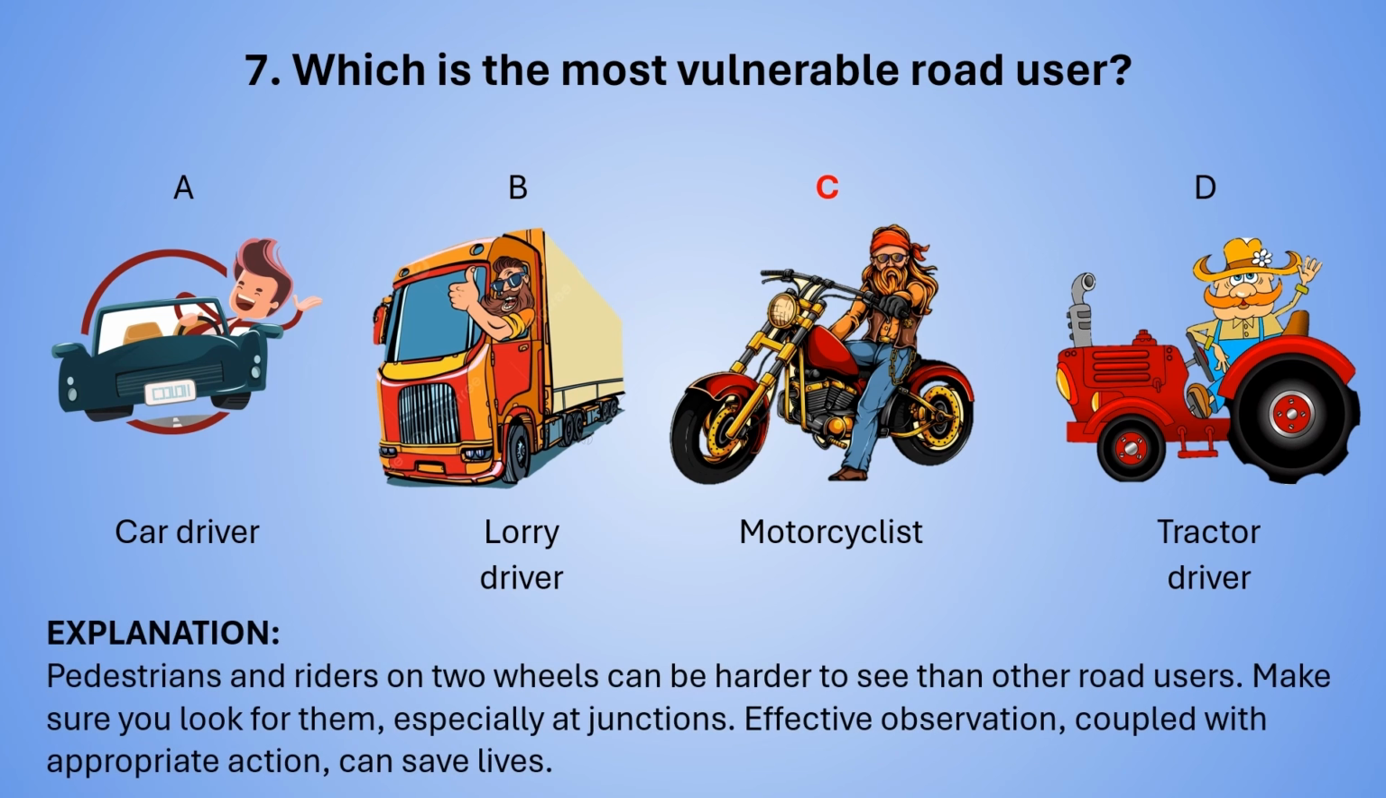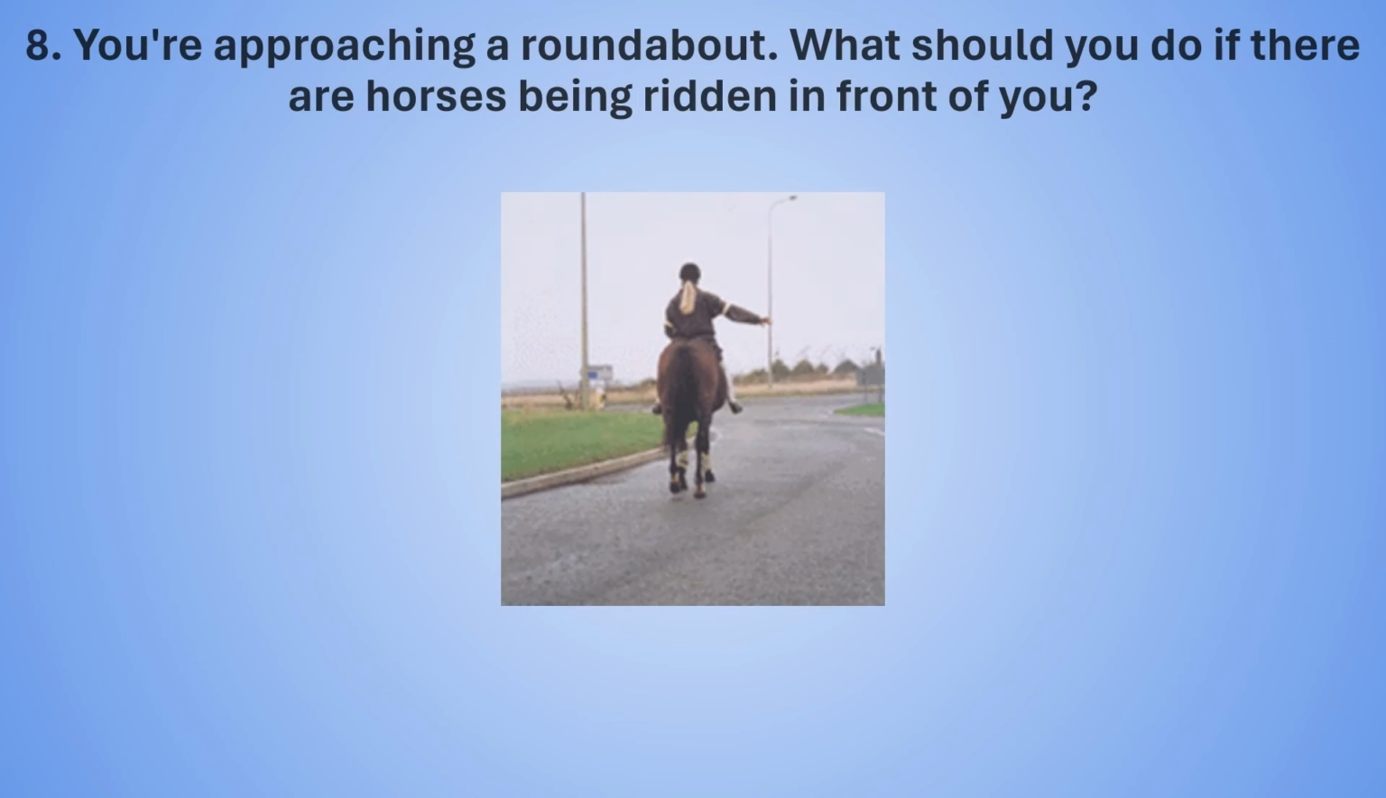Pedestrians and riders on two wheels can be harder to see than the other road users. You need to make sure that you look for them, especially at junctions. Effective observation coupled with appropriate action can save lives. Question number 8. You are approaching this roundabout. What should you do if there are horses being ridden in front of you?